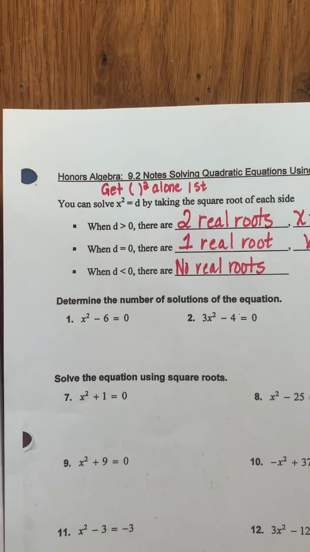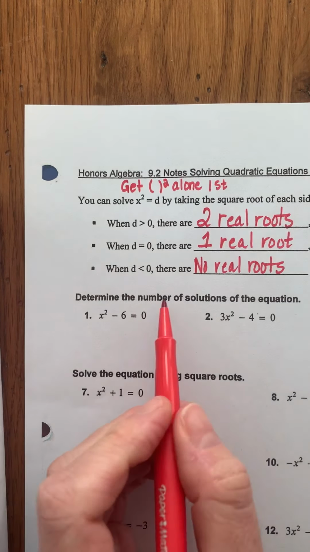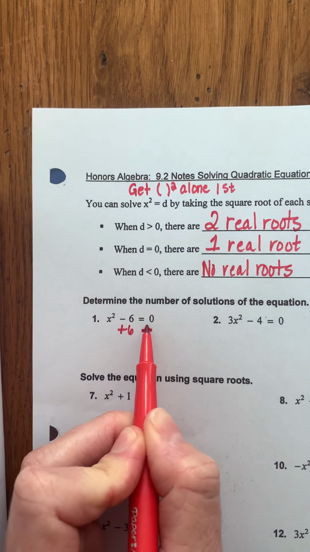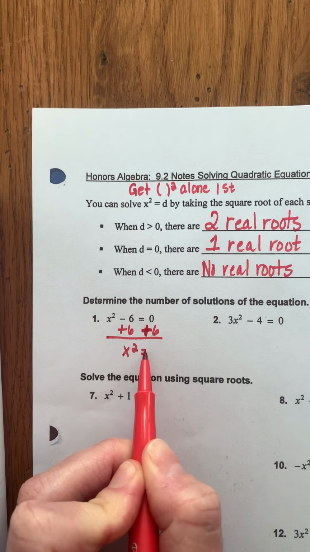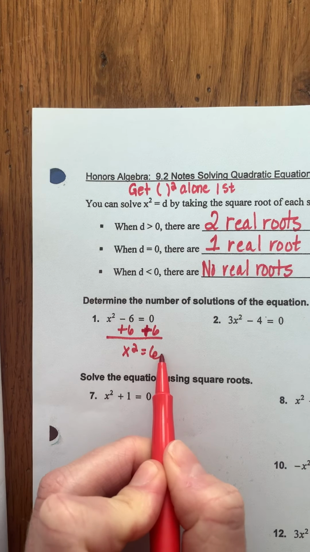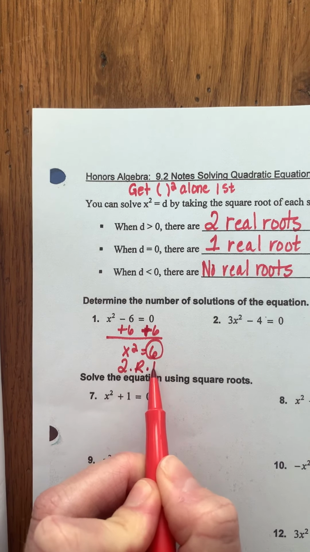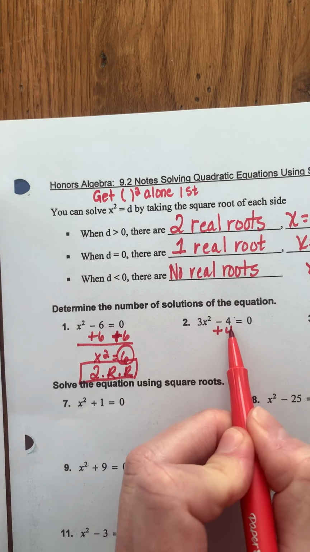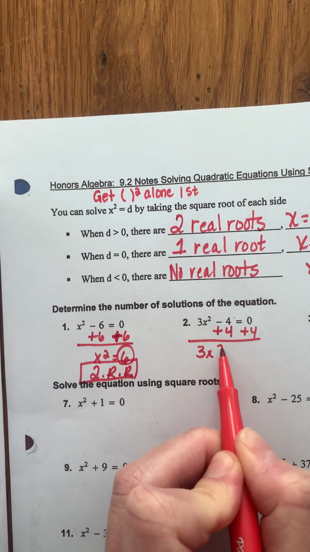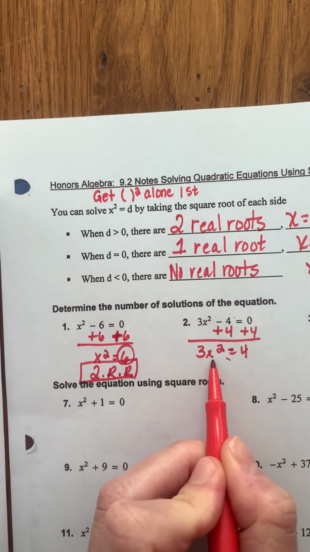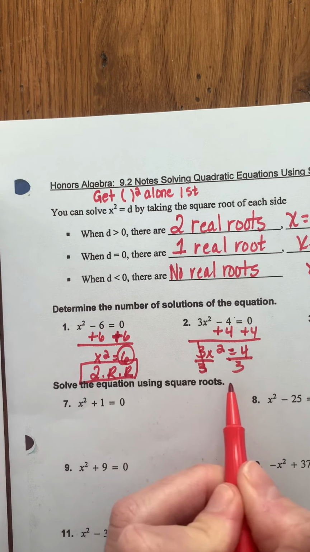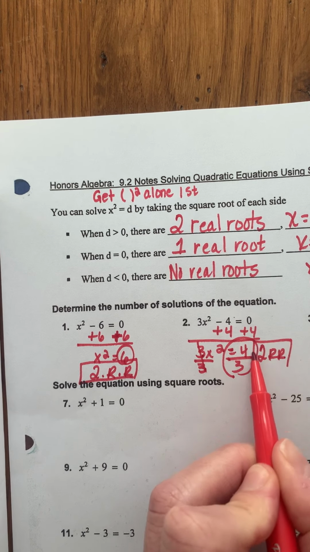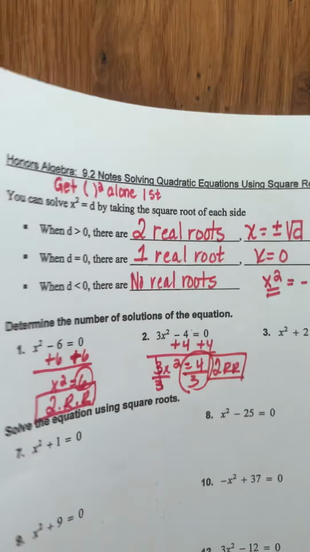For 1 through 3, it says determine the number of roots. Again, you want to get this x squared alone. So I'm going to add 6 to both sides, and you get x squared equals 6. It's not asking you to solve it, but because this is positive, you have 2 real roots. Same thing here. Add 4 to both sides, so now you have 3x squared equals 4. We still need to get the x squared alone, so divide by 3. You have x squared equals a positive number, 2 real roots. It's going to cross the x-axis twice.